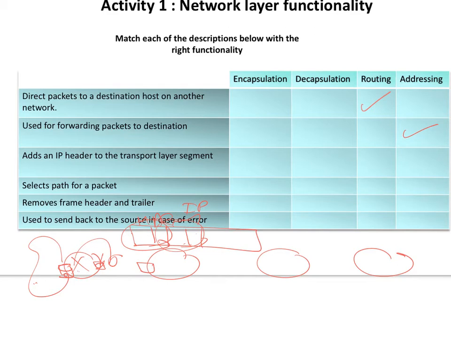Okay? So in the frame itself, at every router, I have to do decapsulation and encapsulation. During that, I have to change the MAC address, both for source and destination, at every hop. At every hop, I have to change the physical address over and over again until I reach the final destination. But the logical address should never change. Okay? All right.